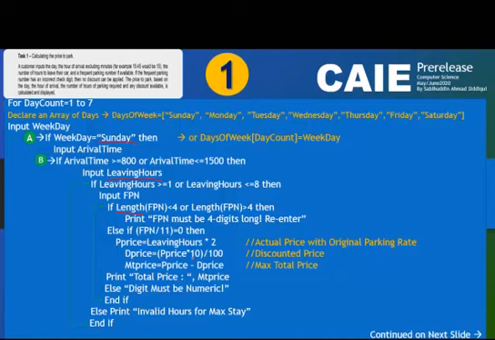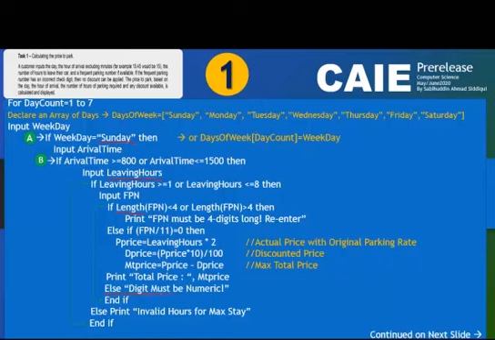Then the max total price of the day. MT price equals P price minus discounted price. Am I right? Okay. Now you are going to print the price. Total price equals MT price, right? Now else, digit must be numeric. For example, if you by mistake entered A, B, C, D, any alphabetical letters, that would be restricted here in the else case.